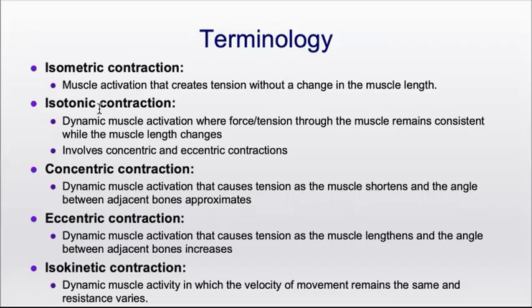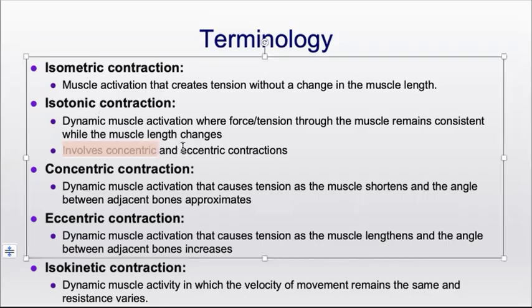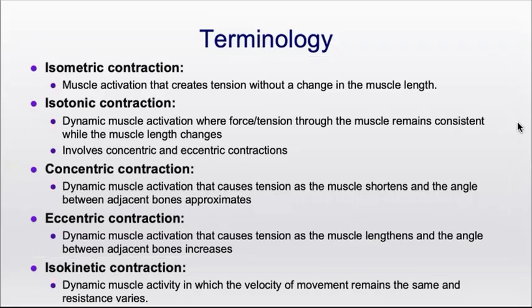Isotonic, on the other hand, is when you do have a change to the muscle length and you do have a change to the joint angle. Now, this can be in a concentric or an eccentric manner. Concentric contractions are when the muscle contracts and you get a shortening of the muscle, and this creates a reduction in the angle between the adjacent bones. So if we're talking about the same example, the bicep that crosses the elbow, a concentric contraction is if you were doing a bicep curl.